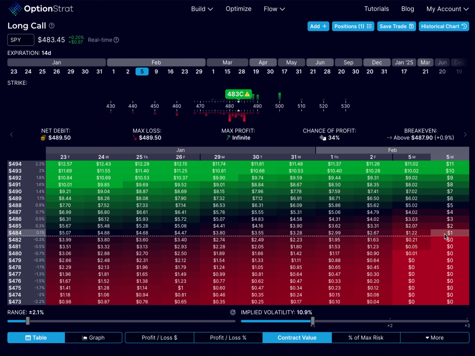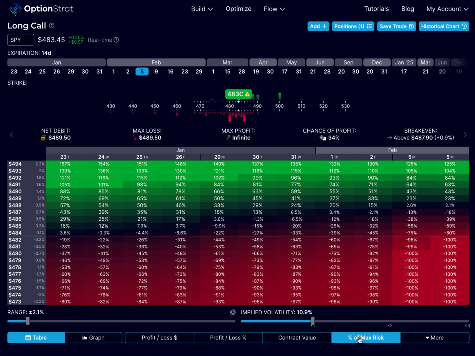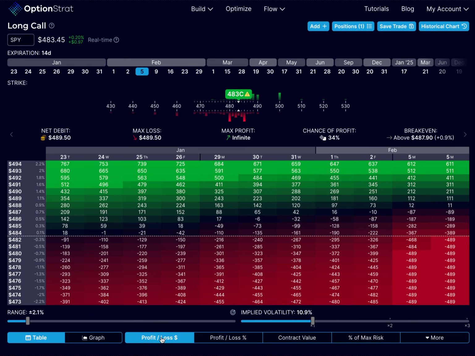I can also evaluate this on a percent of max risk. Again, same principle here as it's looking at the maximum risk in the trade, the percent based off the max risk, which in this case, of course, is the same because my max risk is the same as my overall P&L here that I would look at. Now, let's look at a couple other things we can model here.